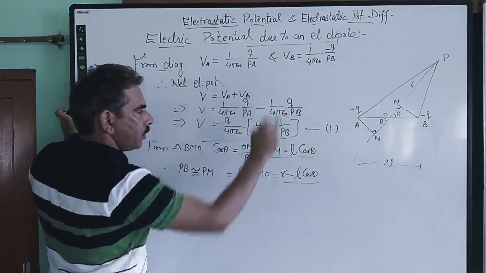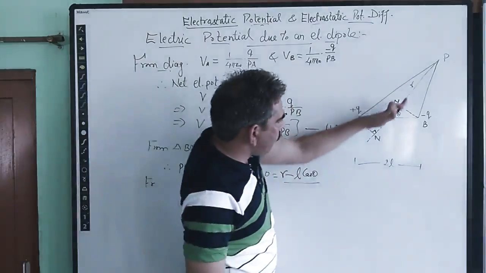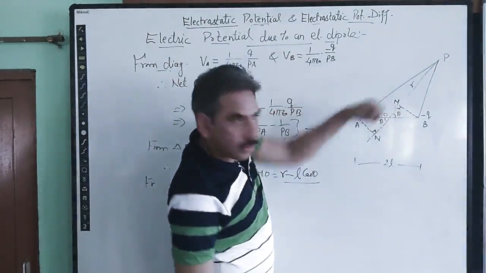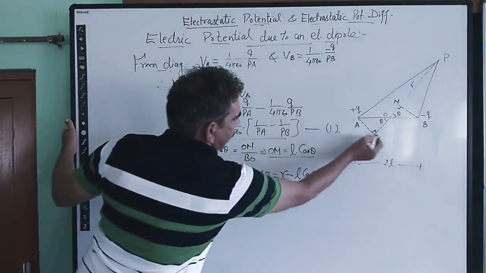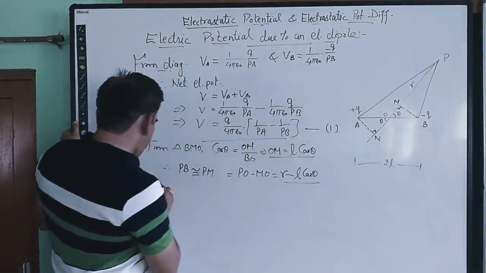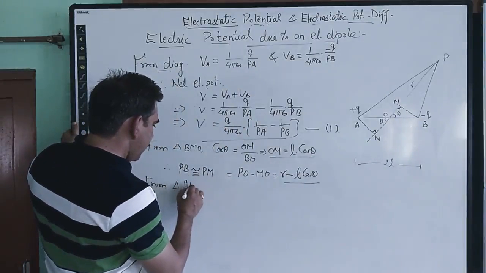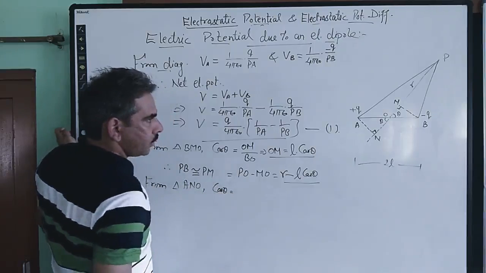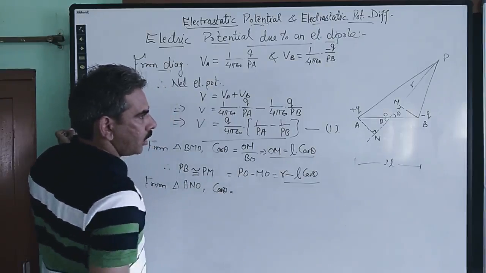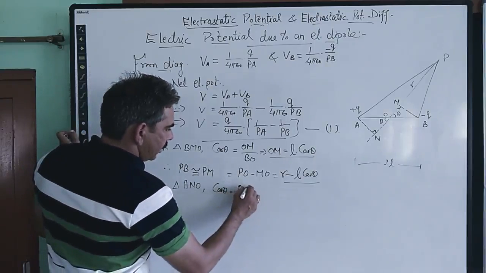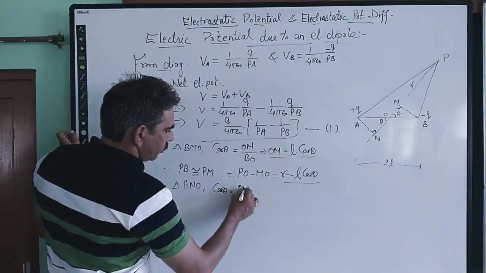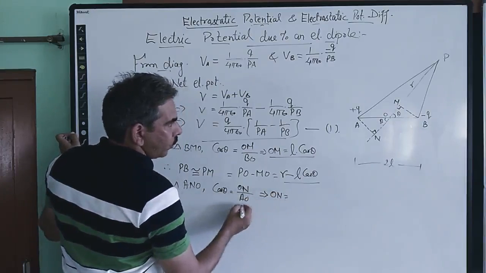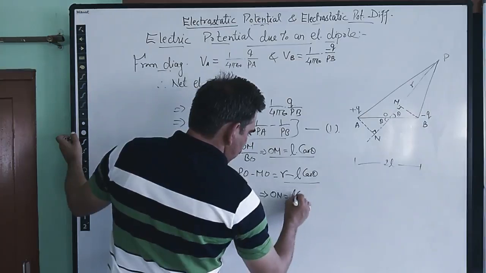And so is the case with PA. In finding PA, we have drawn the perpendicular AN on the same line, so that PA is very nearly equal to PN. For doing that, in this triangle we calculate ON. From triangle ANO, in the similar triangle, cos theta is equal to, because the angle is the same, base upon hypotenuse again, so it is ON upon AO. That simply gives us ON equal to AO, which is L cos theta.